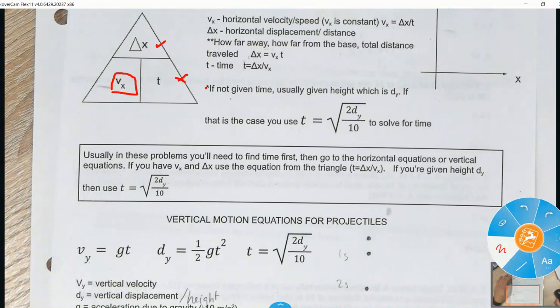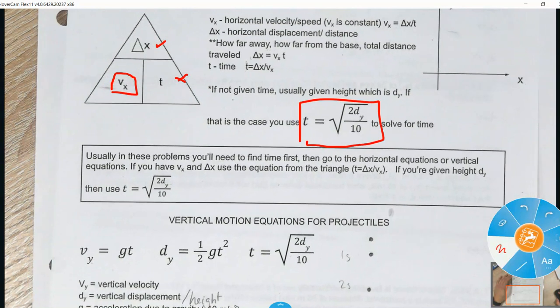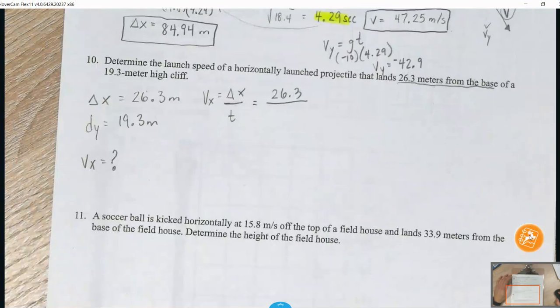And notice I put a little star here. If not given time, you're usually given height, which is dy. If that is the case, use this equation to solve for time. So side quest: find time, and then you can plug it into your equation.